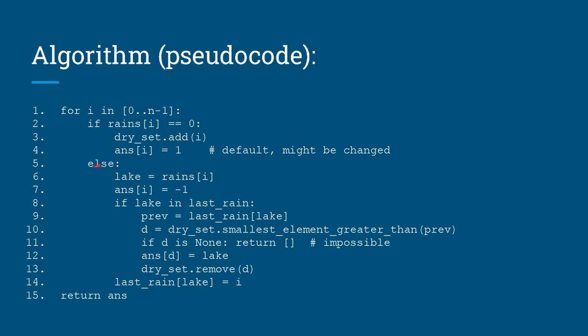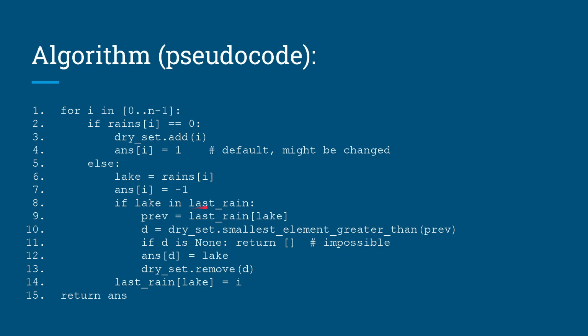Okay. In the else condition, we'll say lake equal to rains at I, and update answer at I equal to -1, because this time it is not equal to 0, there will be some value, right? So rains at I will get the value from there as a lake, this is our lake, and the answer you will update as a -1.